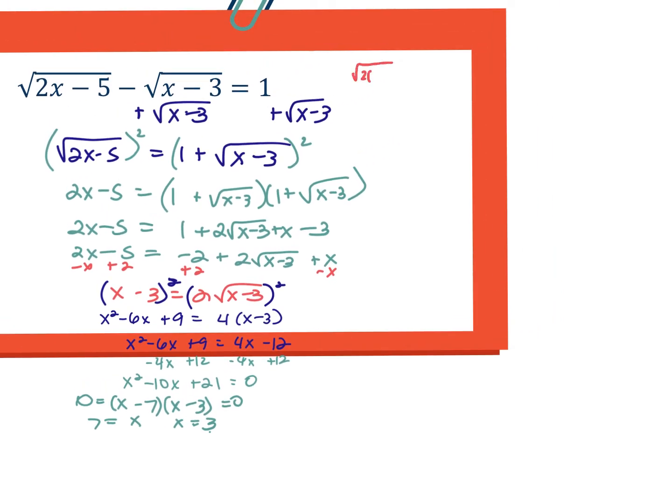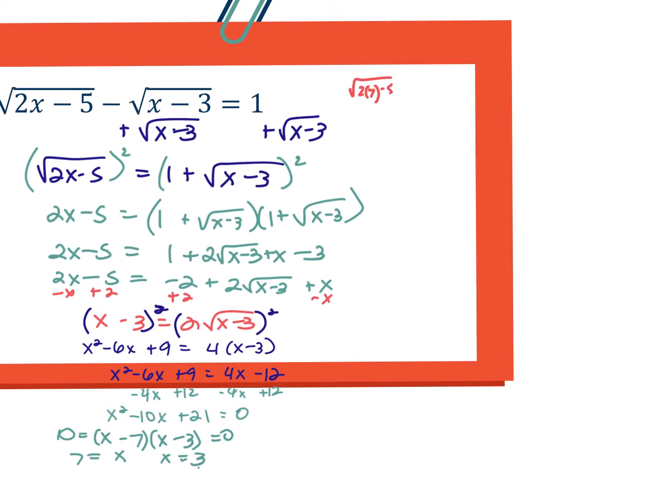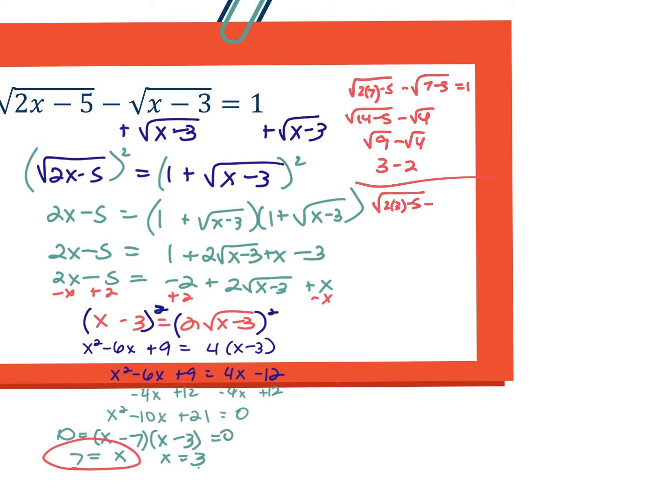So the square root of 2 times 3, well, let me do 7 first, 2 times 7 minus 5 minus the square root of 7 minus 3 equals 1. I get square root of 14 minus 5 minus square root of 4. Square root of 9 minus square root of 4, which again is 3 minus 2, and that equals 1. So that one works. Then you go to the next one. Square root of 2 times 3 minus 5 minus the square root of 3 minus 3 equals 1. And I get square root of 6 minus 5 minus square root of 0, square root of 1 minus square root of 0, which is 1. And that one also works. So we keep both answers.